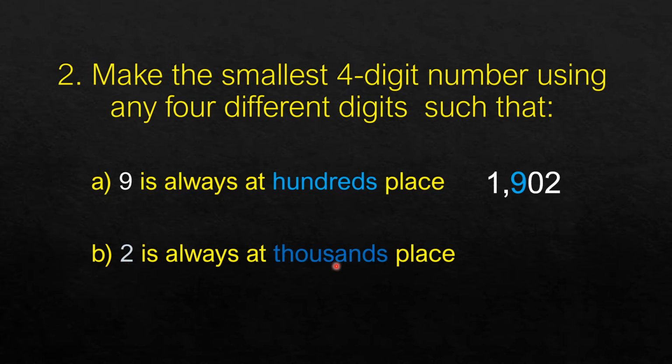Now we have another question. 2 is always at thousands place. So first we write 2 and then 0, 1, 2. This is the smallest four-digit number. 2 in thousands place. What will be the greatest four-digit number with 9 in hundreds place? 9. Here 8 will come. 8976. And here if 2 is in thousands place, what will be the greatest four-digit number using four different digits? 2. Then the greatest means 987.